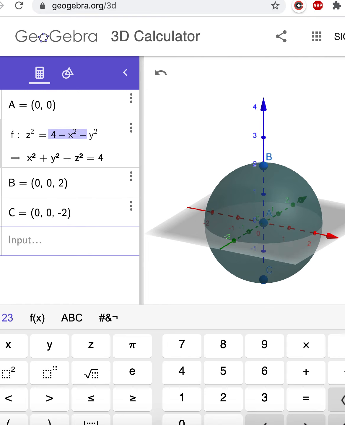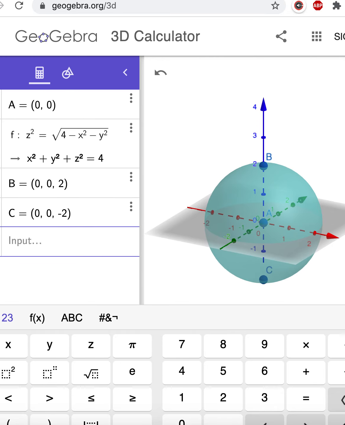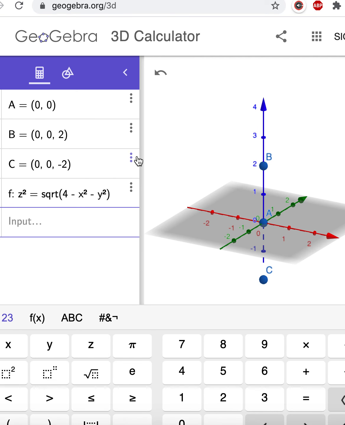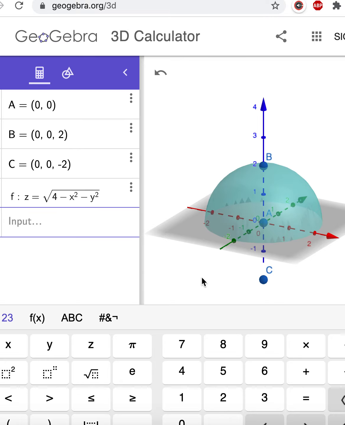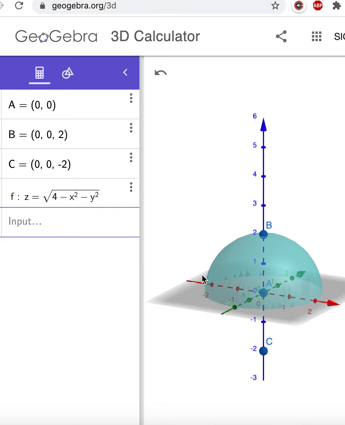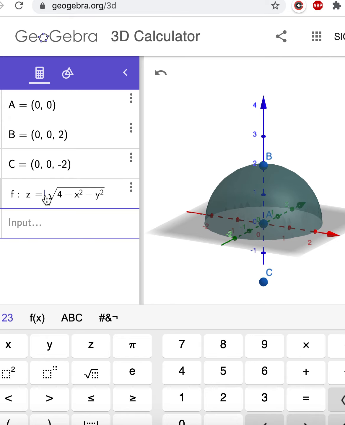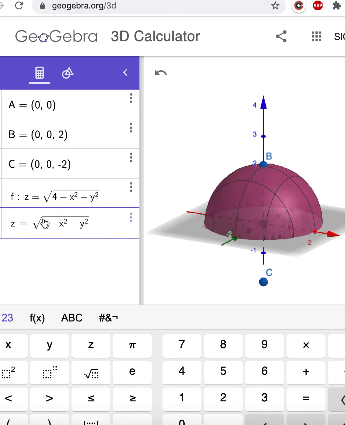Take the square root, though. Let's see what that makes. Okay, that makes a hemisphere. And the reason why is I didn't put the plus or minus here, but I should have. Whenever I solve an equation involving z squared equals, I have to take the square root of both sides. But we have to put plus or minus in front of the square root when we do that.